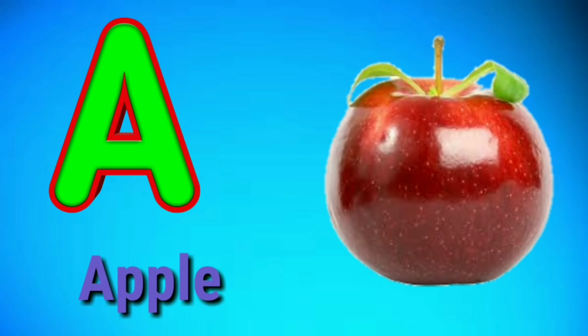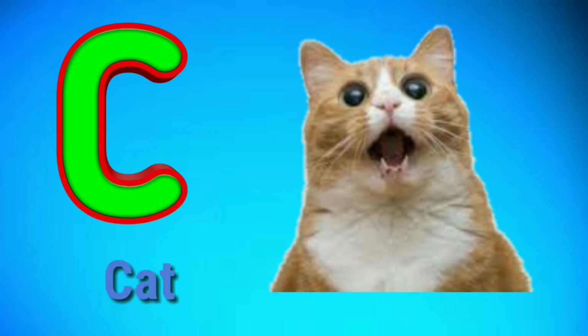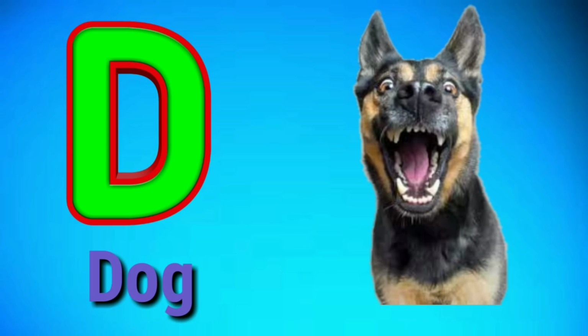A for apple. Apple means सेब. B for ball. Ball means गेंद. C for cat. Cat means बिल्ली. D for dog. Dog means कुत्ता.